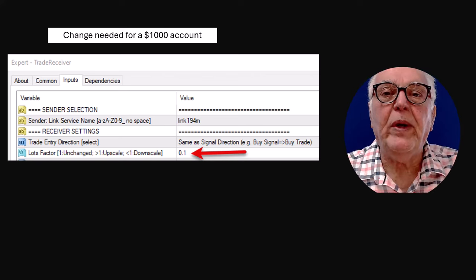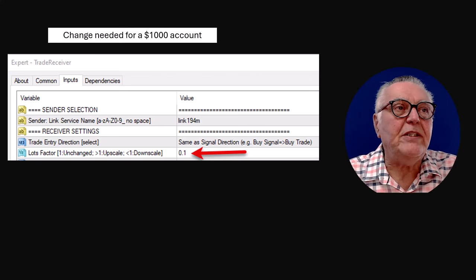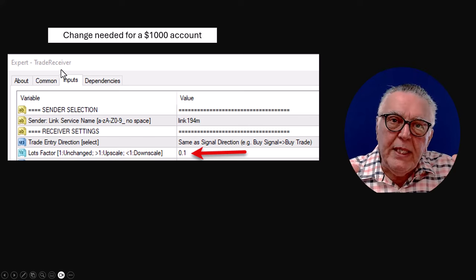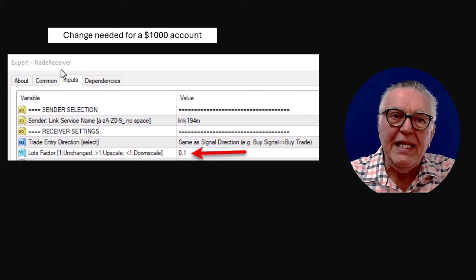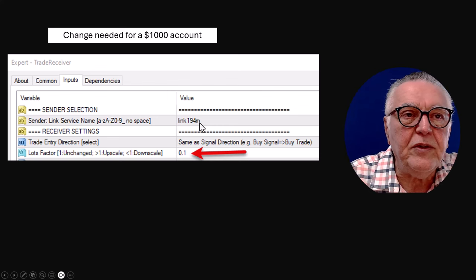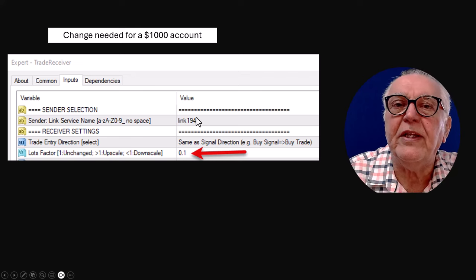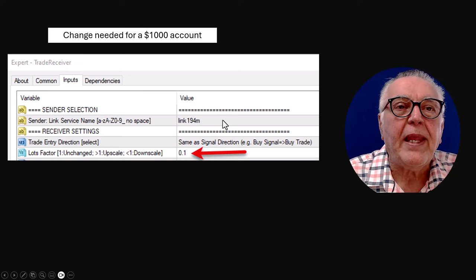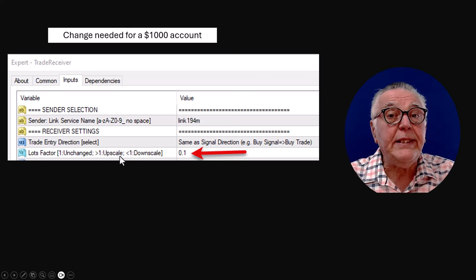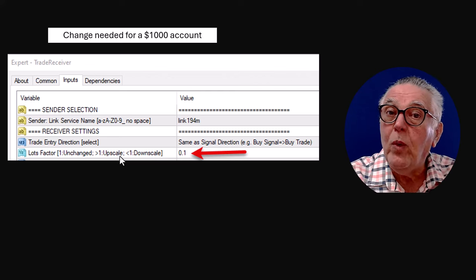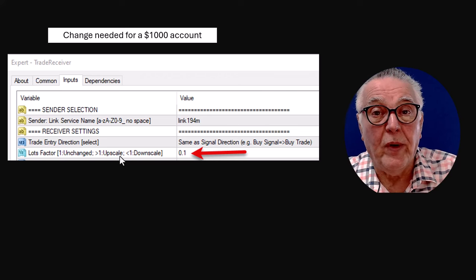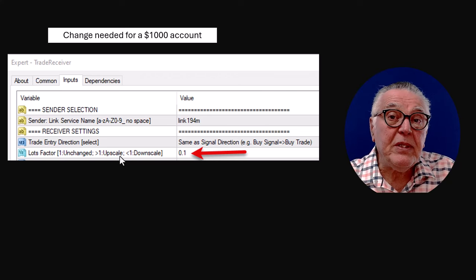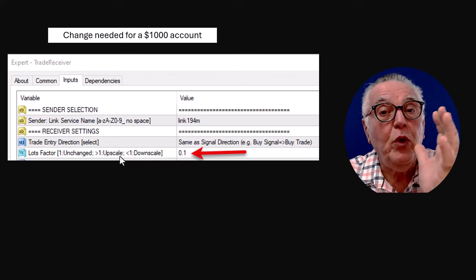So what do you do if you want to link your account? Here it's very, very simple. Here's the trade receiver. When you link, we give you an EA, you put that on your account, and all you need to say is I want to link to that account, and there you just put the account that you want to link to. That's an example. And then you tell it what factor you want to use. If you're using a $10,000 account, you use a factor of 1. If you're using a $1,000 account, you use a factor of 0.1. So that's how you adapt the linking service to your $1,000 account.